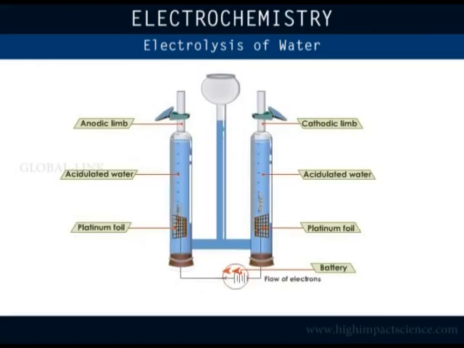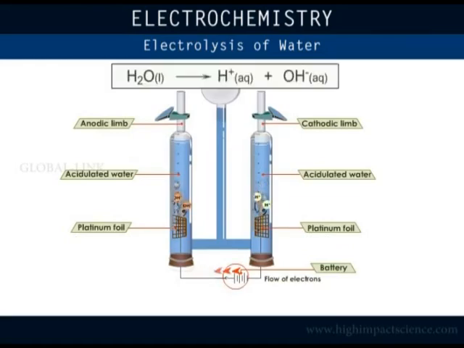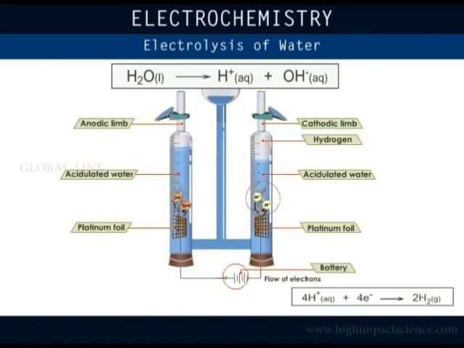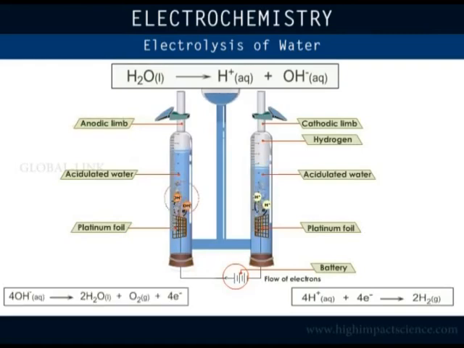When current is passed through, water dissociates into hydrogen and hydroxyl ions. Hydrogen ions migrate towards the cathode. Here, they are discharged. In other words, they are reduced to form hydrogen gas, which displaces water downwards. At the anode, the hydroxyl ions lose electrons to form water and oxygen.